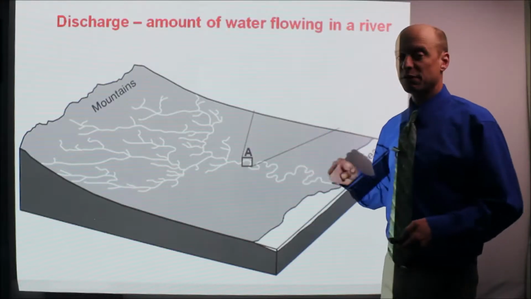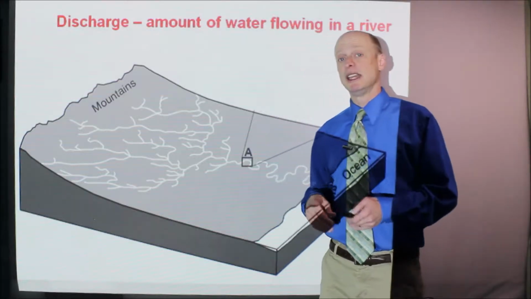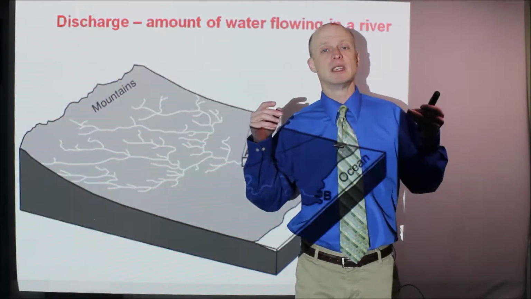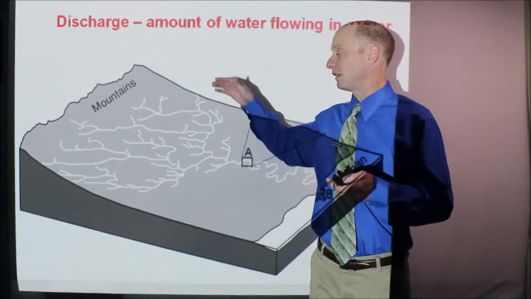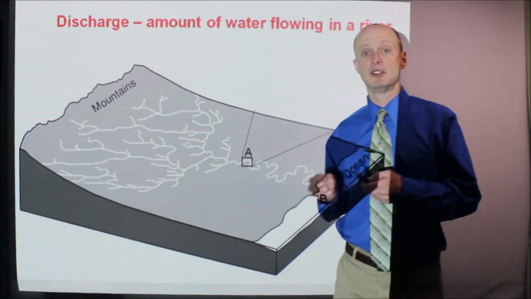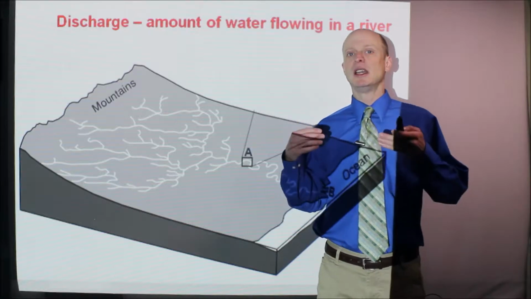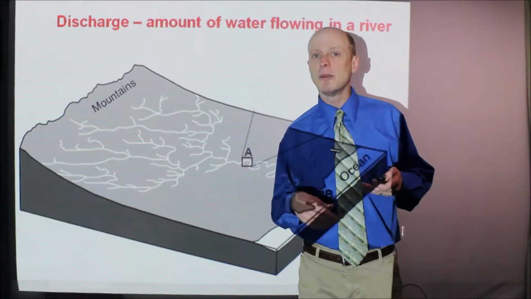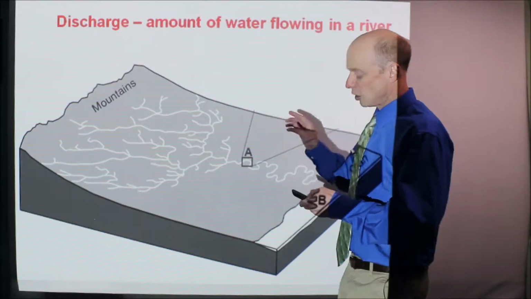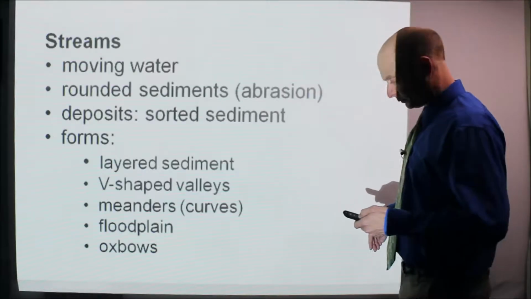Discharge is the amount of water flowing in the river at any given time. If you have four or five days of heavy rain, you're going to have a lot of runoff, so you'll have higher discharge. If you have a drought, you'll have lower discharge. In the spring, in an area that gets a lot of snow, a snow melt will really increase the discharge. So make sure you know that term as well.